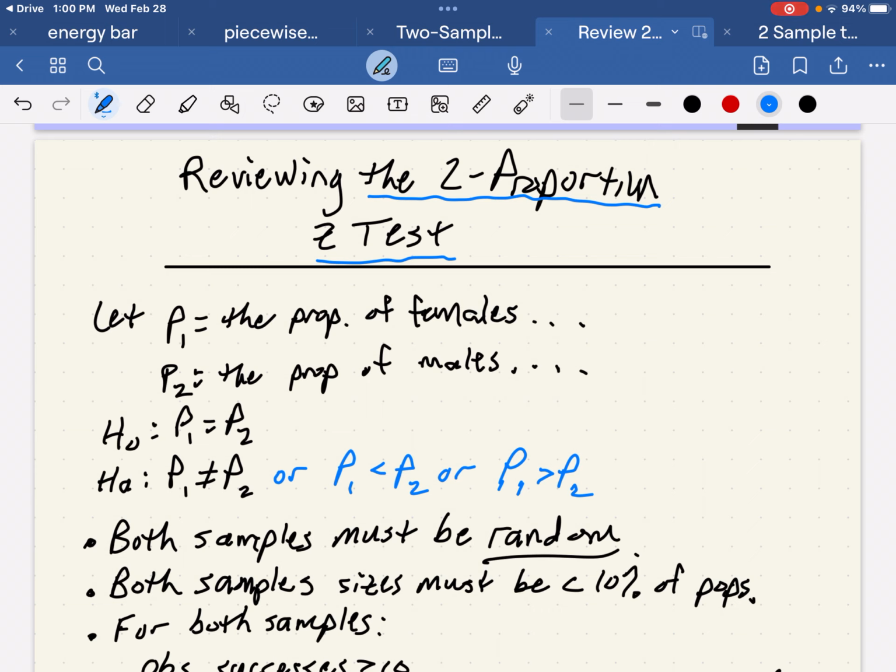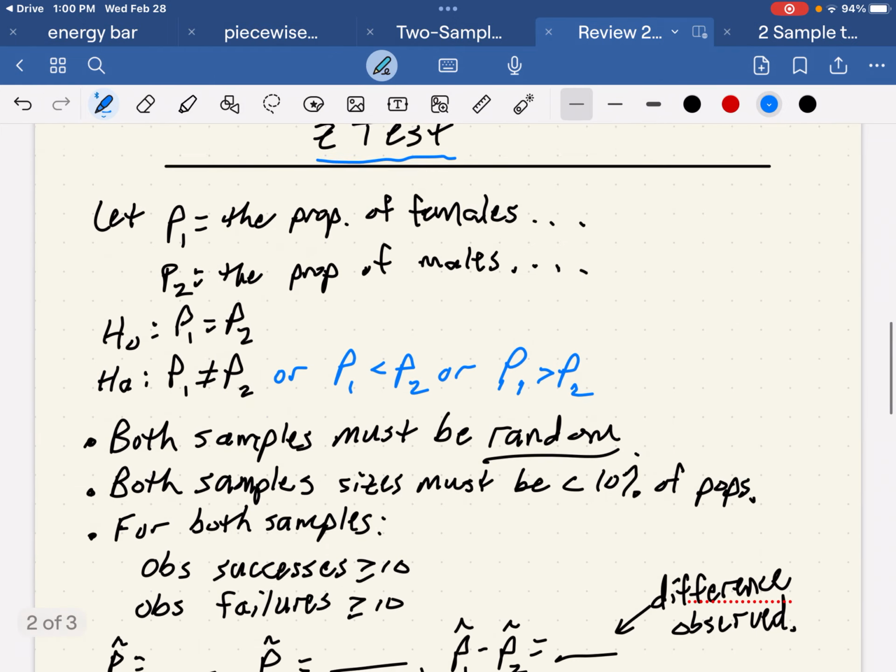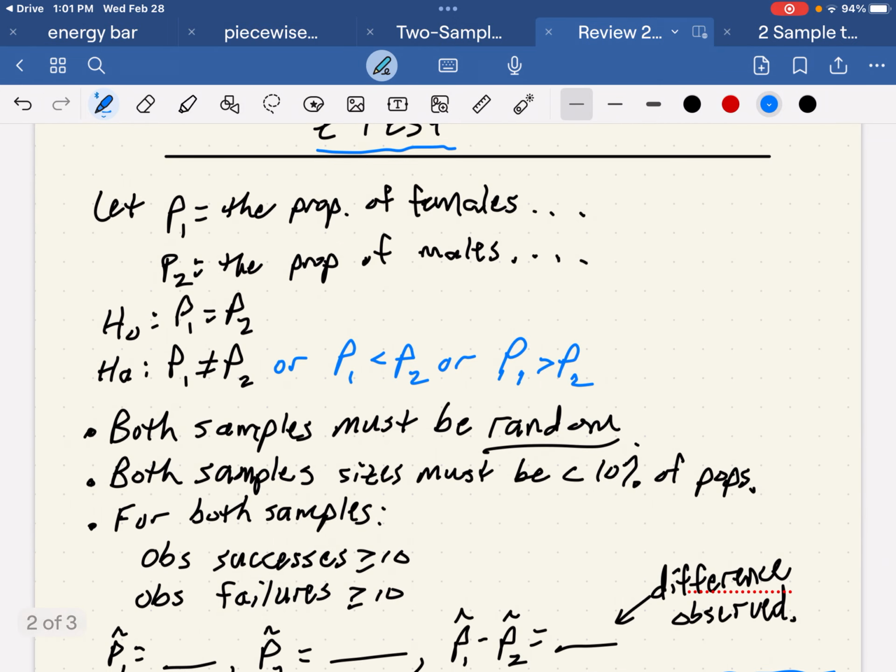So if you remember, the state, plan, do, conclude method for the two proportion z-test. Let p1 equal the proportion of this population and let p2 equal the proportion of this population. That is the two populations that you're about to compare. So you have to define two parameters. Then your null hypothesis is always population 1 equals population 2. They're the same. And the alternative can be p1 not equal to p2, or less than, or greater than, depending on what you read in the problem. So that's your state phase.